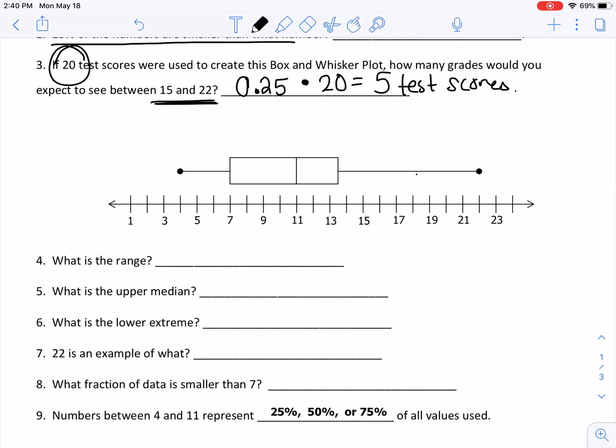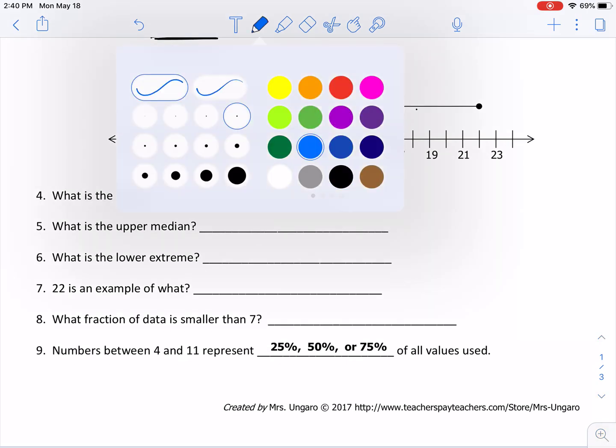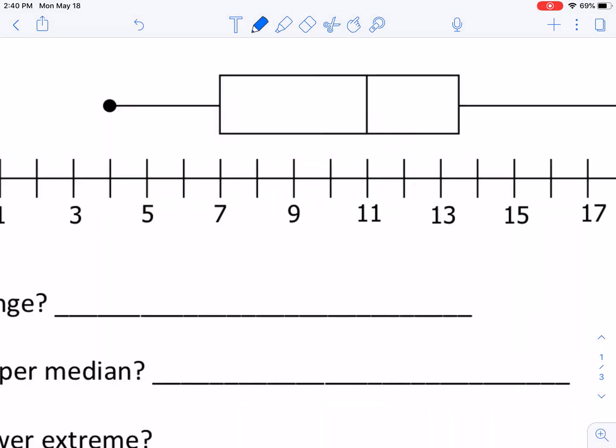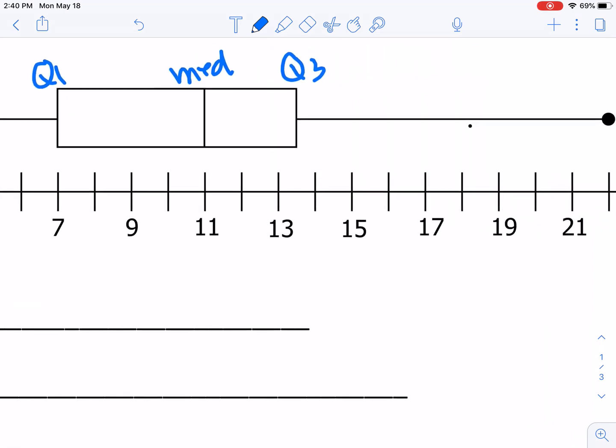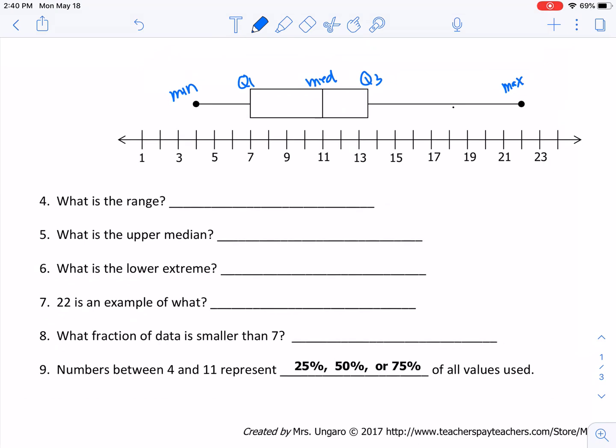All right, moving on to the second one, where they already have the box and whisker plot made for you. You just need to identify some values. So I'm going to go ahead and label this: my min, my Q1, my median, my Q3, and my max. All right, what is the range? The range is the maximum minus the minimum. This value here is 22. This value here is 4. So 22 minus 4 is 18. That's my range.